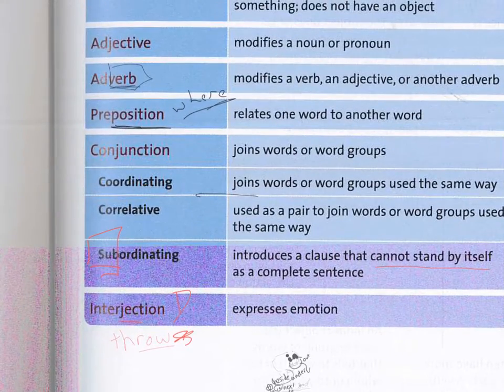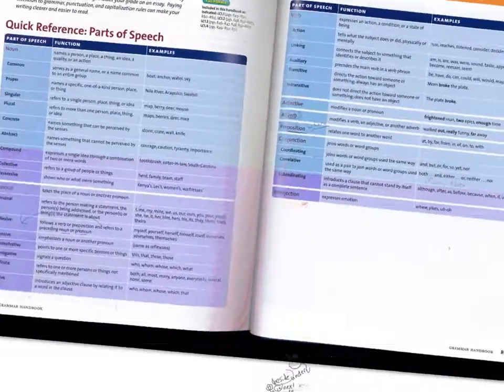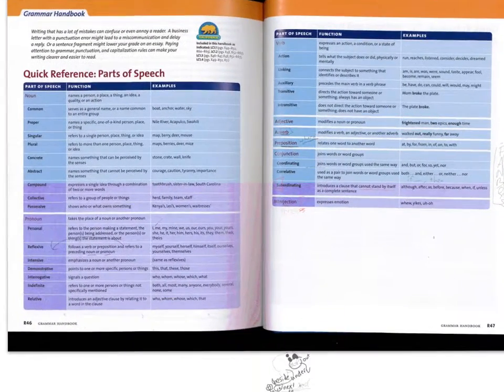There you go. There are the rest of the parts of speech. And when we put it all together, that is what our list looks like.